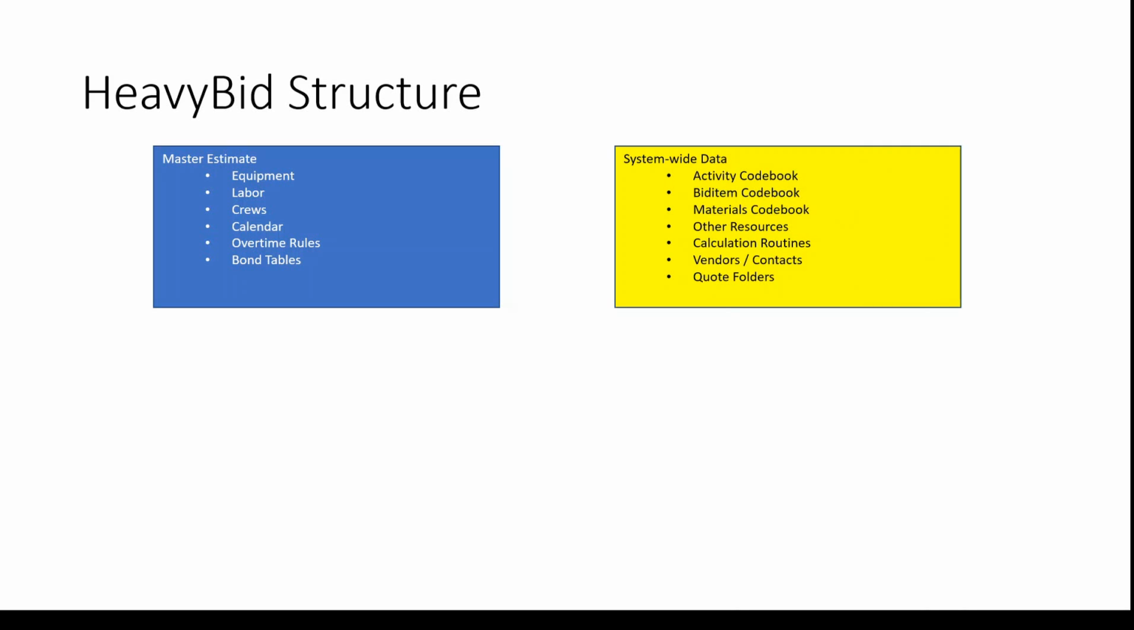Now, in the system, you've got your activity codebook, bid item codebook, material codebook, and there are other things like the vendor business contact system if you have the advanced and comprehensive versions, and quote folders, again if you have the two upper versions. There are other things too that are stored in the system-wide data, and unfortunately there's not a list. Maybe that's something I can get working on, like an overview Word document that has what's in local and what's in system-wide. I think that would help people. But those are the things stored right there in the system-wide.